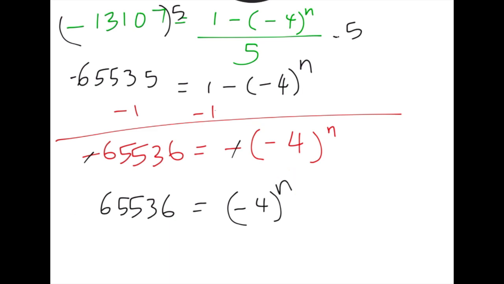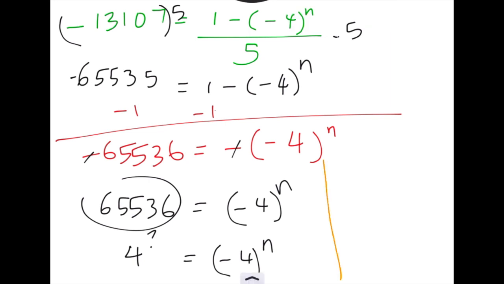I need to change this number into 4 to some power. So 4 to some power will give me this number. You can use the logarithm method, but since this class is not about logs, I would just suggest that you do trial and error, and you will end up realizing that 4 to the 8th power is 65536, so that means n is equal to 8. So we have 8 terms.